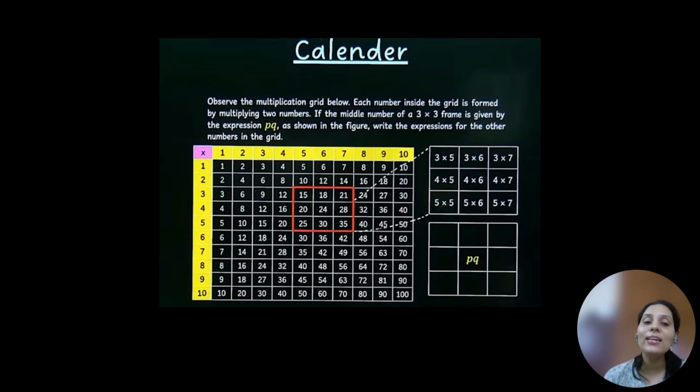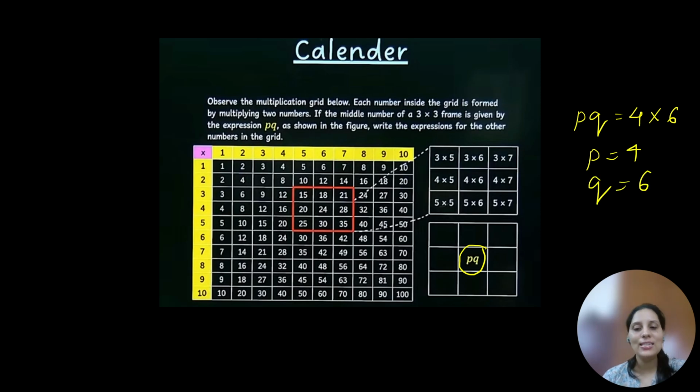Next up is calendar. Observe the multiplication grid. Each number inside the grid is formed by multiplying two numbers. If the middle 3 by 3 frame, see this red color frame, is given by the expression PQ, you need to complete this whole grid using PQ. So if I see this PQ, the middle PQ is nothing but 4 into 6. So I can take P as 4, Q as 6.